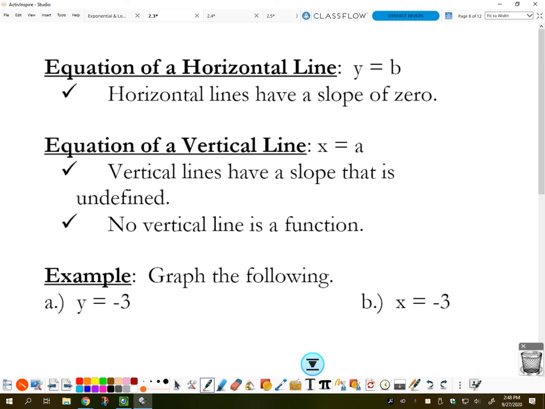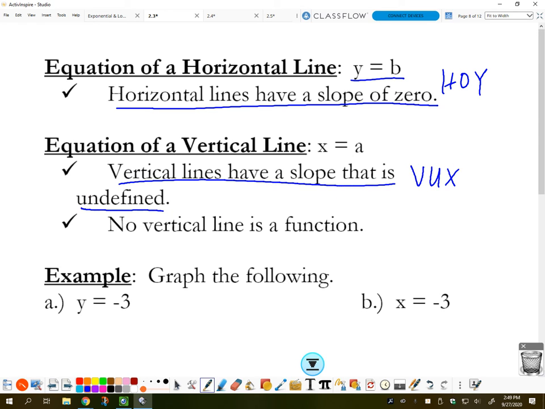Alright, so horizontal versus a vertical line. If you need something cute to help you remember this, there's this HOY BUCKS. So this says a horizontal line has 0 slope and is y equals. So horizontal line, 0 slope, y equals. That's what HOY tells you. BUCKS says a vertical line, undefined slope, x equals. So vertical line, undefined slope, x equals a number.